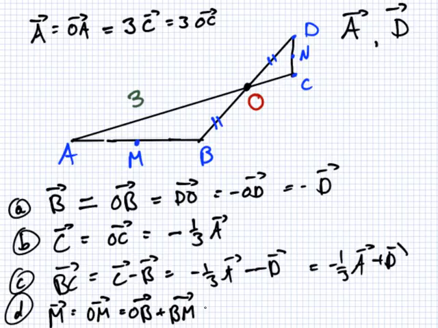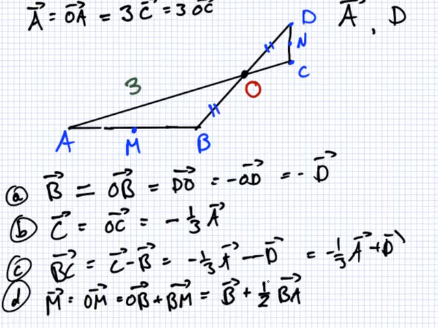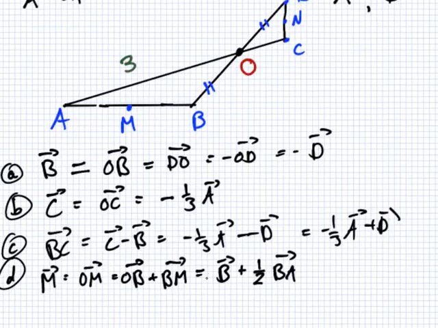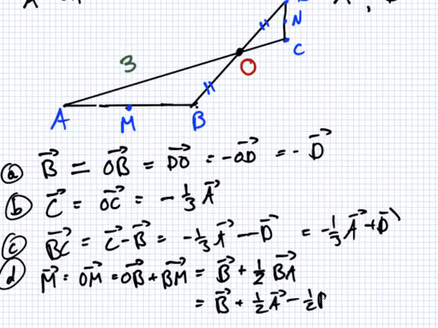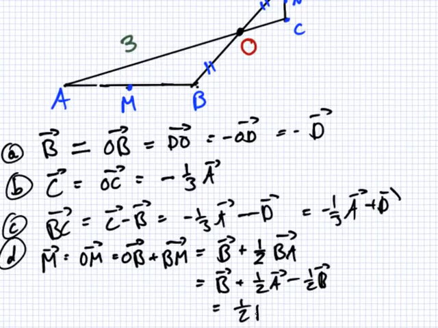But that's okay, I guess, because this is B plus a half BA. BM is a half BA, isn't it? B to M is a half B to A. No, I'm still not there yet. B plus a half A minus a half B, if I use the triangle rule, which is a half B plus a half A. Now, the A is good, the B is bad, but we know what the B is.